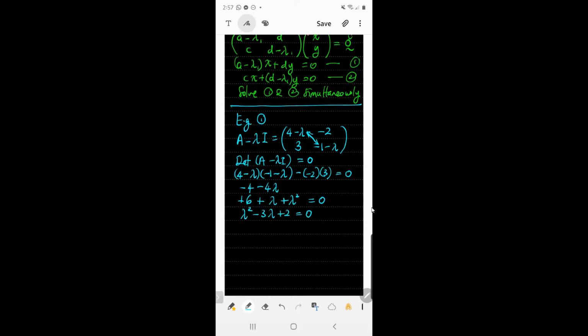Okay. So you can factorize this. This is quite easy to factorize. Lambda 1, lambda 2. So -1, -2, I think. -1, -2, -3, +2. Yeah, correct. So therefore, you get the 2 lambda values. Therefore, the eigenvalues are 1 or 2. Now you only found the eigenvalues. According to the question, they ask you to find the eigenvalues followed by their corresponding eigenvectors.